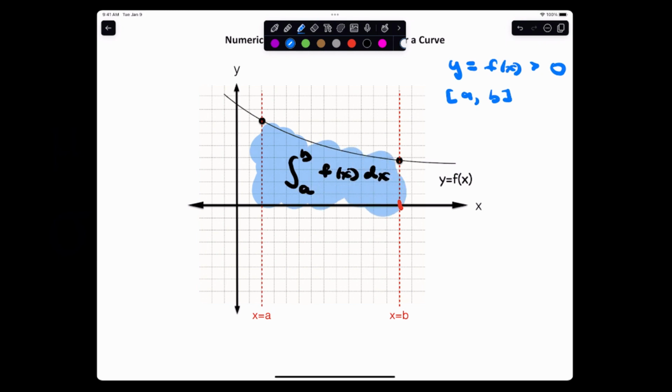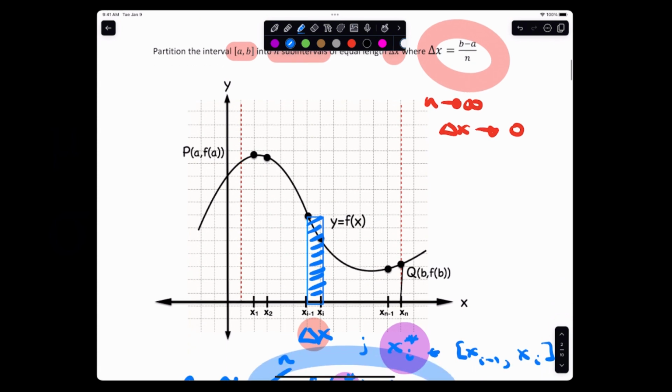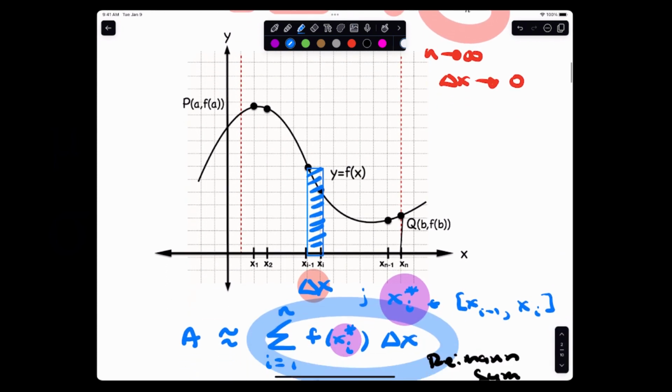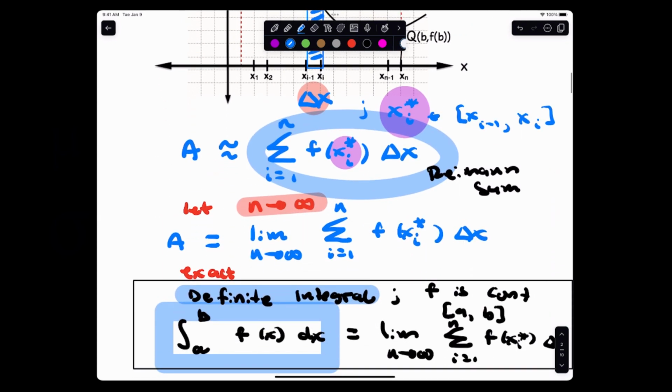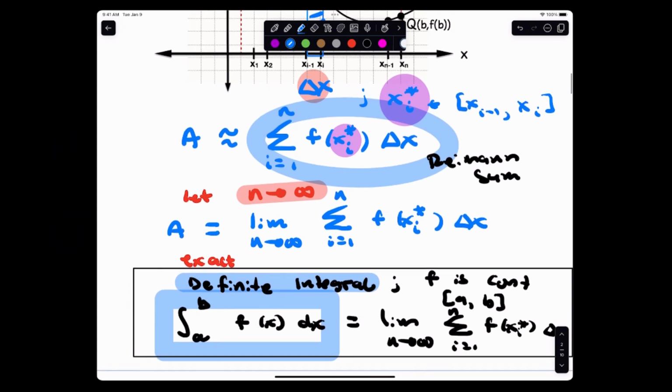It's all right. You're okay. All I had to do was take that limit as n goes to infinity, which means my delta x goes to 0. Yeah, it's gone. It's no longer approximate. It's now equal. That's called, by definition, a definite integral.